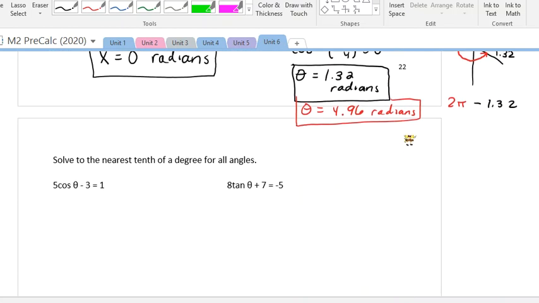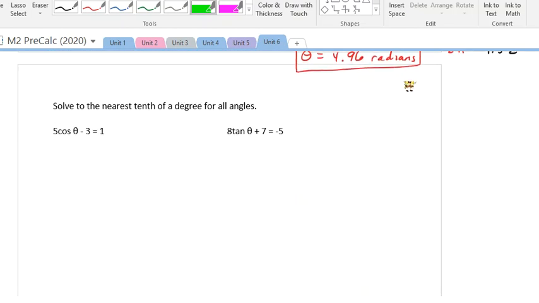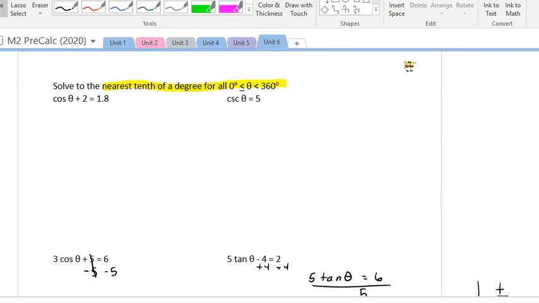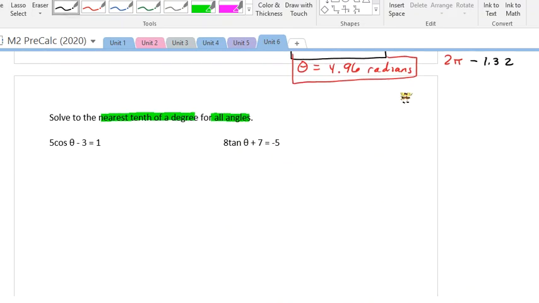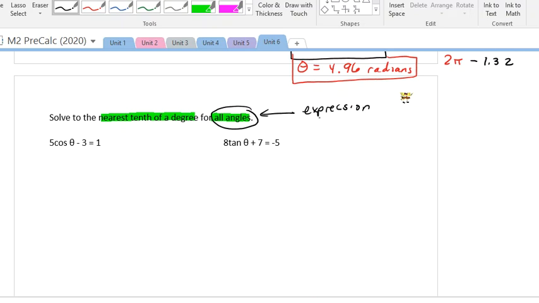Okay. Next ones. So we want nearest tenth of a degree for all angles. Now this is different than what we had before. Before we had from 0 to 360. So we wanted in just one revolution. For all angles means I want expressions for all the coterminal angles. So that means I'm going to see some plus 360n kind of action going on in it.